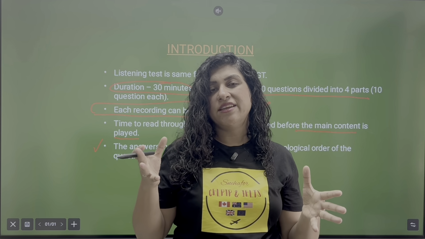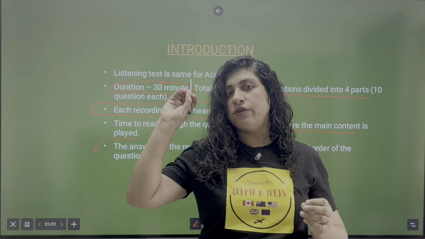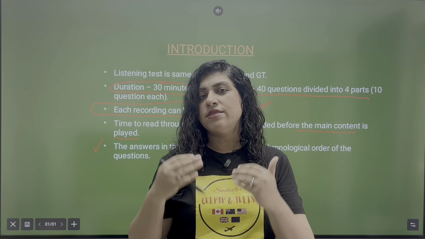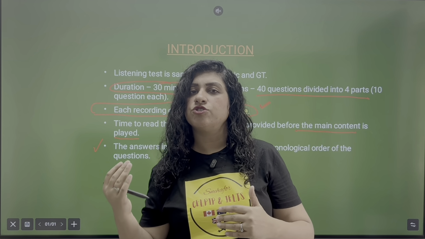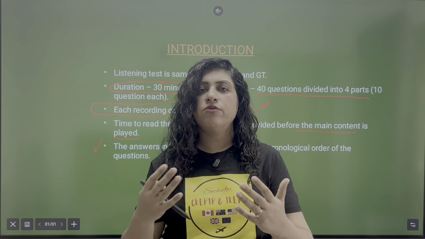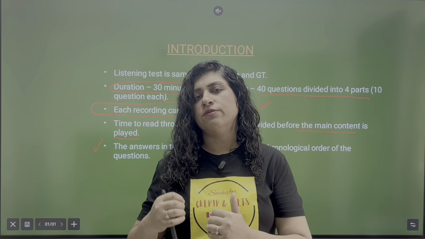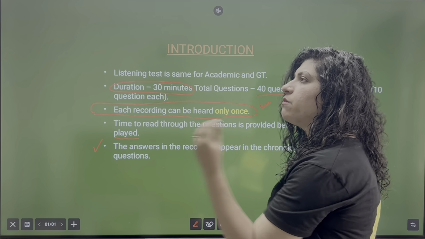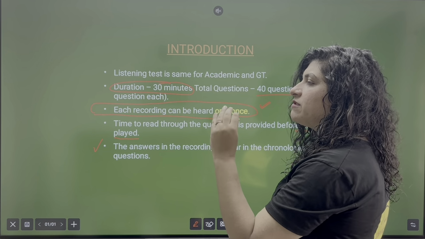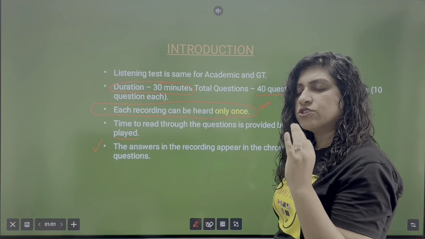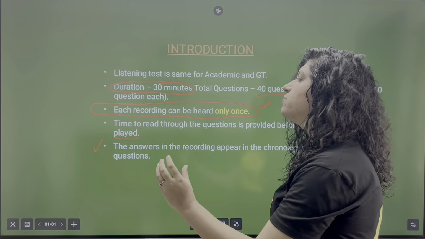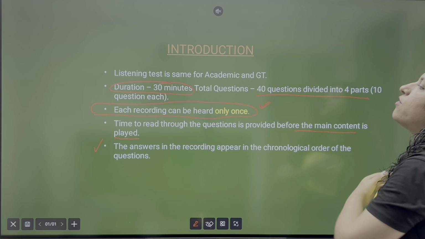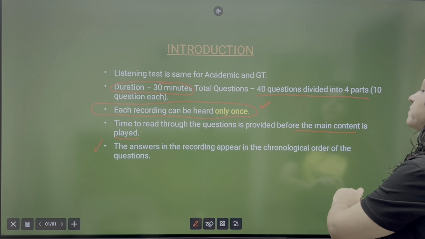That means the information related to question number 1 will appear first in the audio, only then will you find information related to question number 2, and after that you will have information related to question number 3, and so on. All right, so first you will only focus on question number 1. Once that is solved, then you try to search for the information related to question number 2, and so on. So these are some of the things that you need to keep in mind for the listening section.